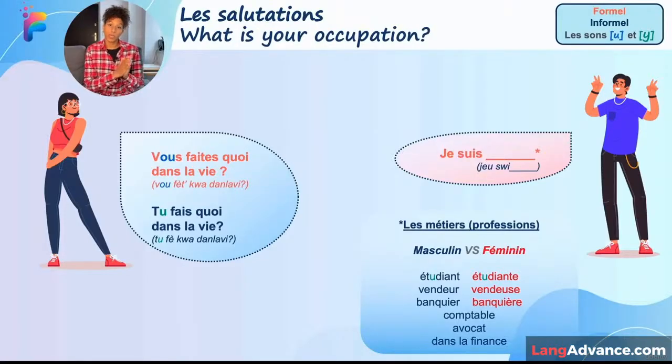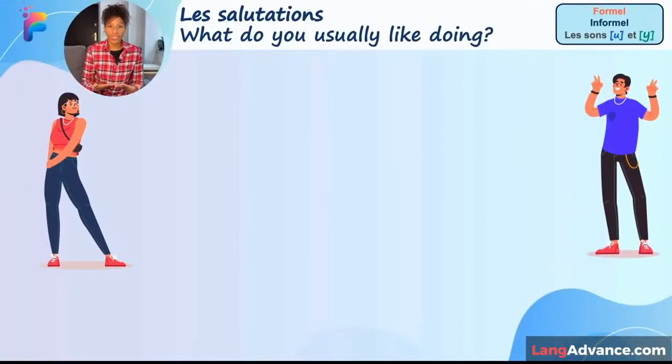Je suis avocat. Je suis avocate. I'm a lawyer. Je suis comptable. I am an accountant. And you can also just talk about the field where you work. For example, je suis dans la finance. I work in finance.